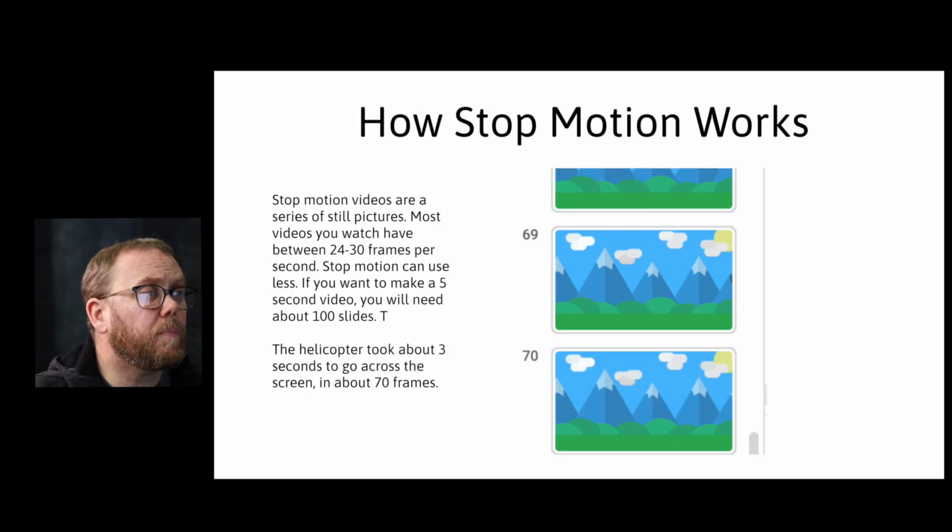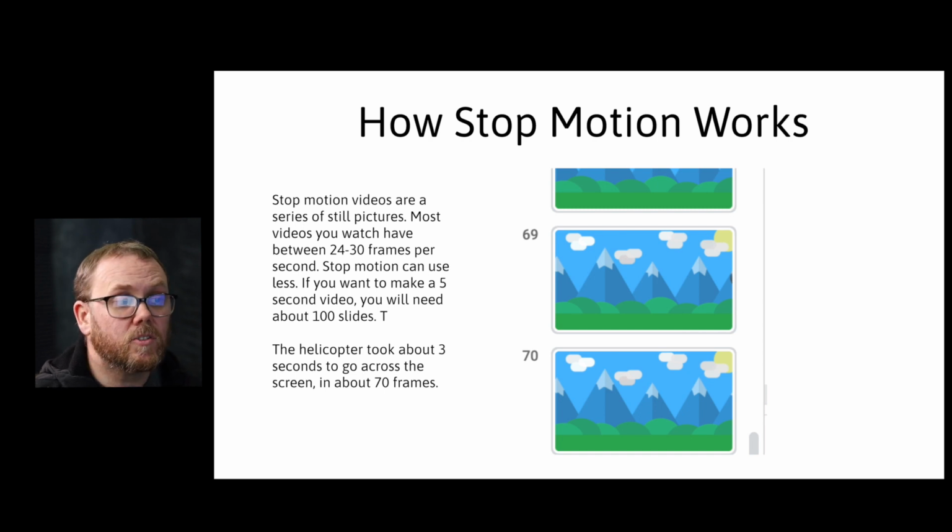All right. Stop motion videos are a series of still pictures, like I was mentioning before. Most videos have between 24 and 30 frames per second, but stop motion can use less. So if you want to make a 5-second video, you'll need about 100 slides. Now, the helicopter took 3 seconds to go across the screen in 70 frames. So you can see there were 70 slides to this presentation. I actually added more slides at the end just so I could have more of the background when I went to edit it, but you'll see how that all works.